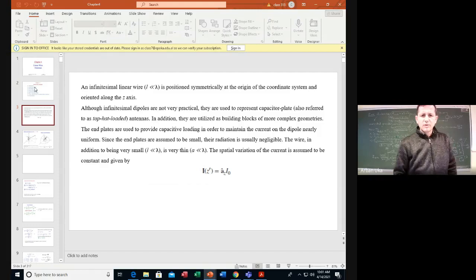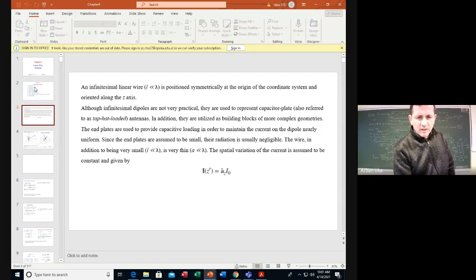An infinitesimal dipole is a linear wire where the length is much smaller than the wavelength of the wave that is propagated by this antenna. In order to visualize this one, we often position it symmetrically at the origin of the coordinate system and orient it along the z-axis. They are also used as units to construct more complex antenna systems.